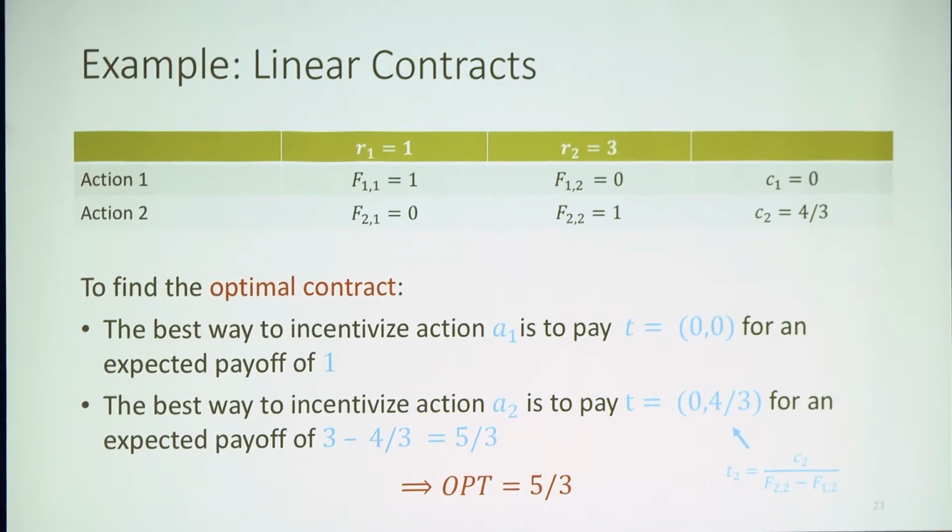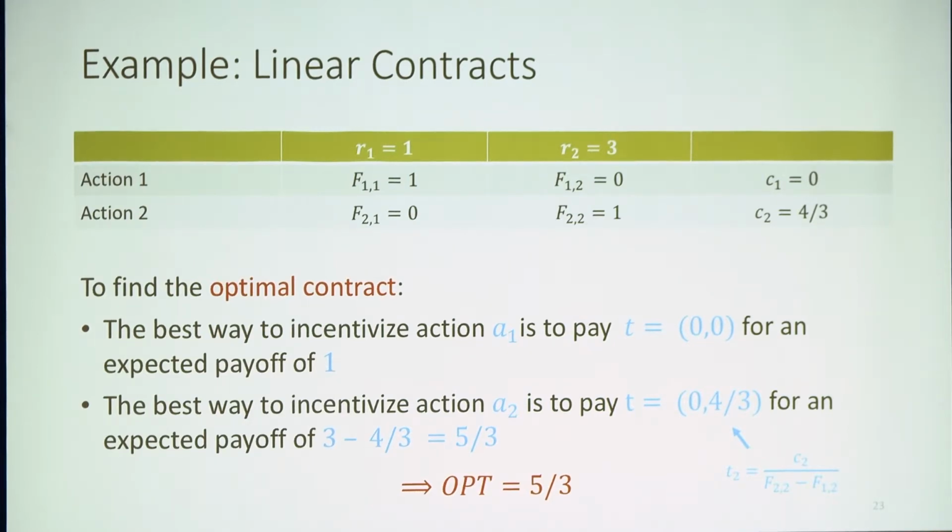So let's see how this would work out in the case of a linear contract. Here's a very simple example. There are 2 actions, 2 outcomes. And it's actually complete information, right? The first action deterministically leads to the first reward. The second action deterministically leads to the second. Rewards are 1 and 3, so the expected rewards are 1 for action 1, 3 for action 2. The first action is for free, so cost is 0. The second action has a cost of 4 over 3. So notice rewards were 1 and 3. If I subtract the cost, then the second action is still better, right? Because 4 over 3 is less than 2.